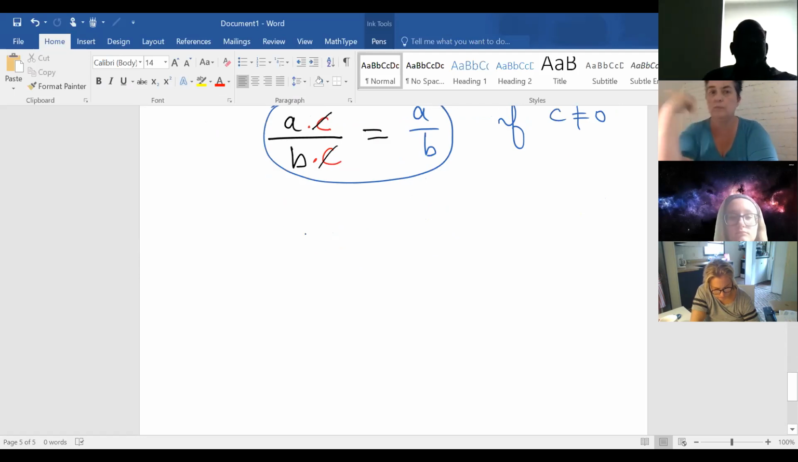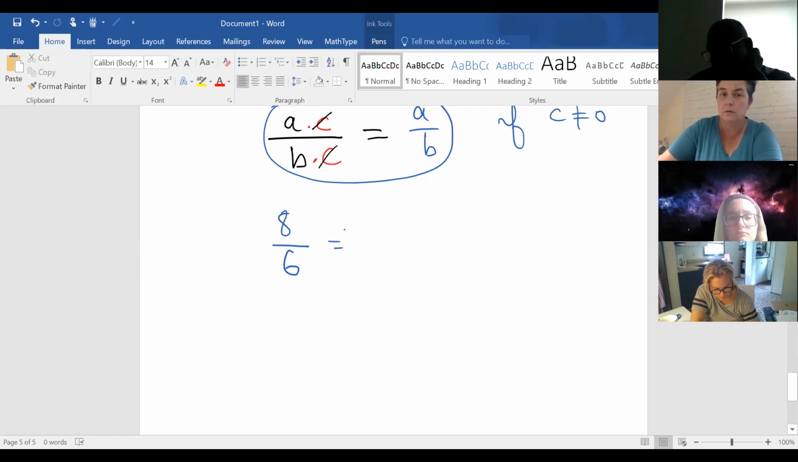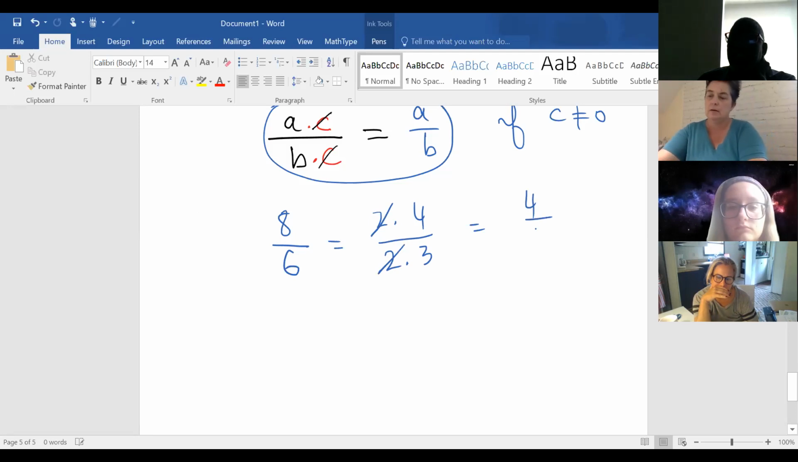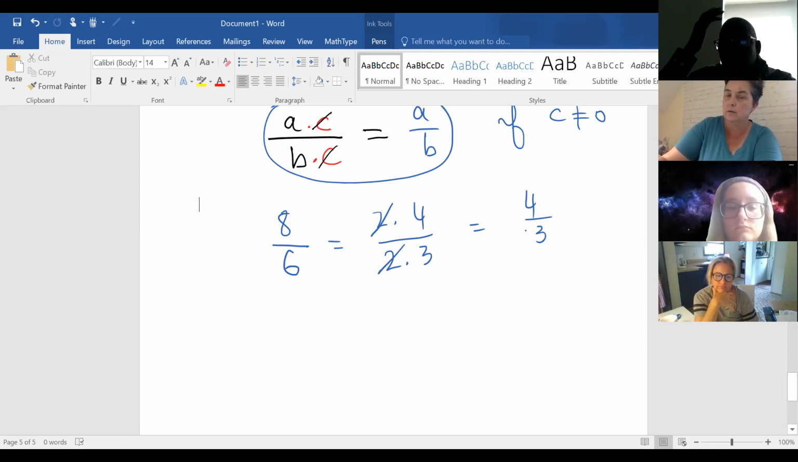For instance, you have 8/6. How do you reduce 8/6? You say 8 is 2 times 4, 6 is 2 times 3. And then you reduce. So you have to factor each one of them. You say 8 is 2 times 4, 6 is 2 times 3, and then you say 4/3, right?